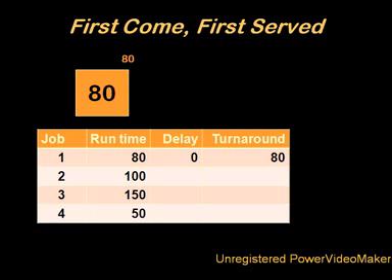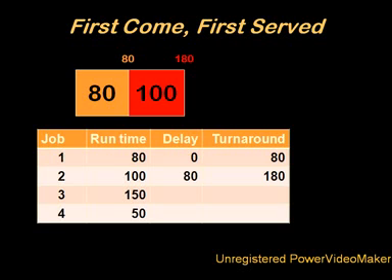Now that he's complete, we'll give the second job a shot. He runs for his 100 milliseconds, but he was delayed 80 at the beginning, so his total turnaround time is the sum of those, or 180. From the time he showed up at the door wanting service, it took him 180 milliseconds until he was satisfied.